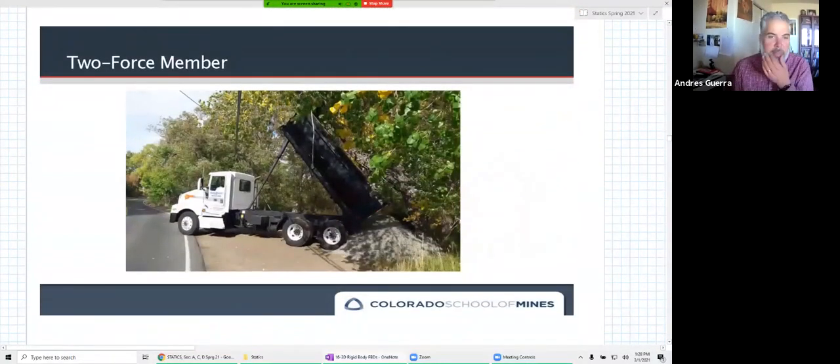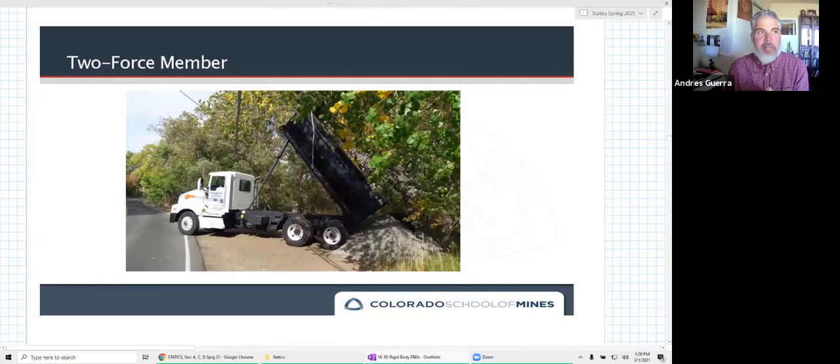I showed you this picture last time. I was going to call it a backhoe. It's not a backhoe. This is a tandem dump truck that carries anywhere from probably 10 to 12 tons worth of gravel. So imagine how much force is going to be in that hydraulic cylinder when it's lifting that bed up to dump those 24,000 pounds of gravel right there. But this is a two-force member. Now, we can simplify this down to two dimensions.